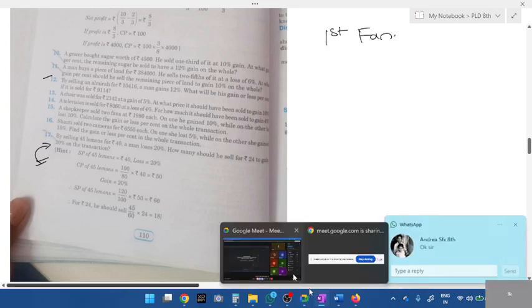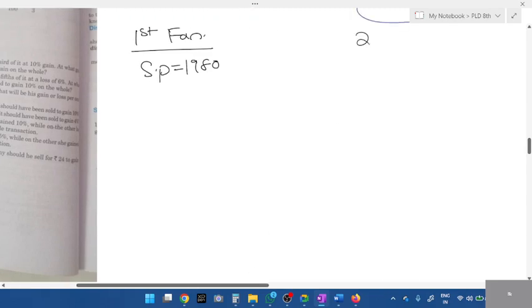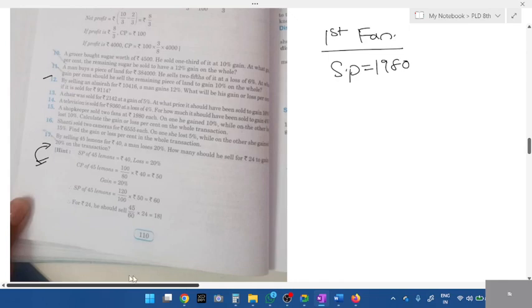Okay, all of you will concentrate here. First fan. What is the cost price for the first fan? Not cost price, selling price. Sold 2 fans for 1980. Even for the second fan, the selling price is same, students. Second fan, write it one below the other. I don't have place here, I'm writing it together. Selling price. How much is selling price? 1980.